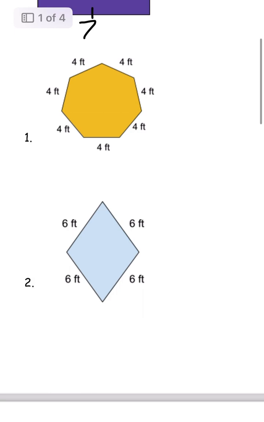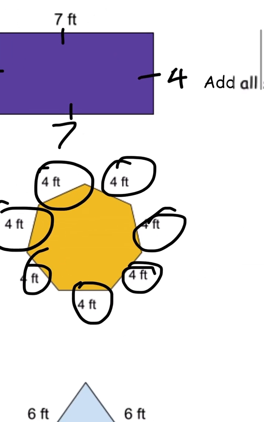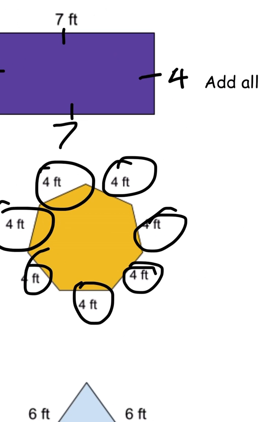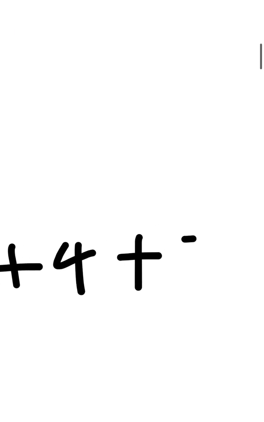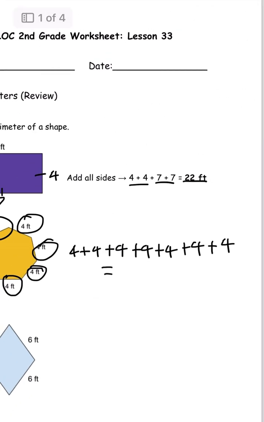So then let's try number 1. So we have 1, 2, 3, 4, 5, 6, and 7 sides for this one, and then we have 4 of them, right? So we're supposed to add 4 7s. 3, 4, 5, 6, and 7. Okay. So when we add all of them, let's see.